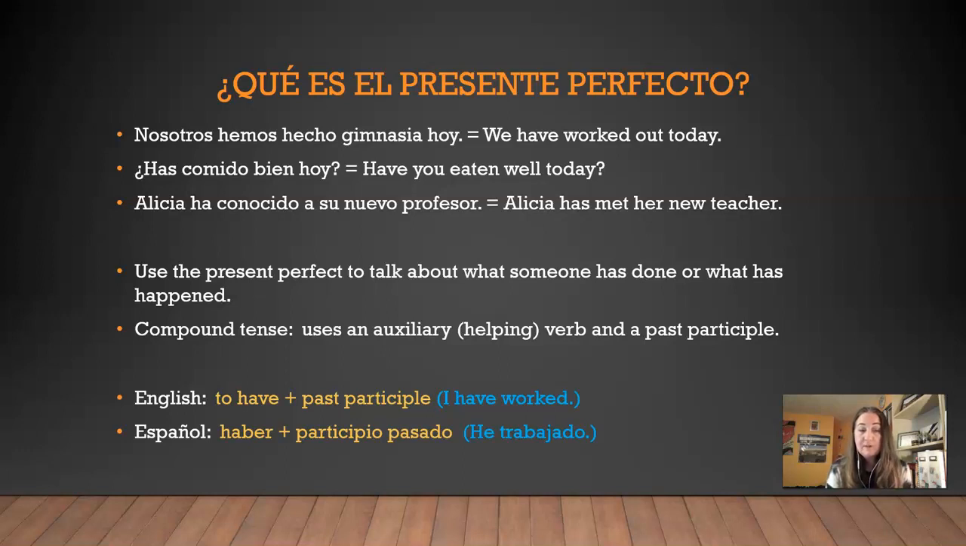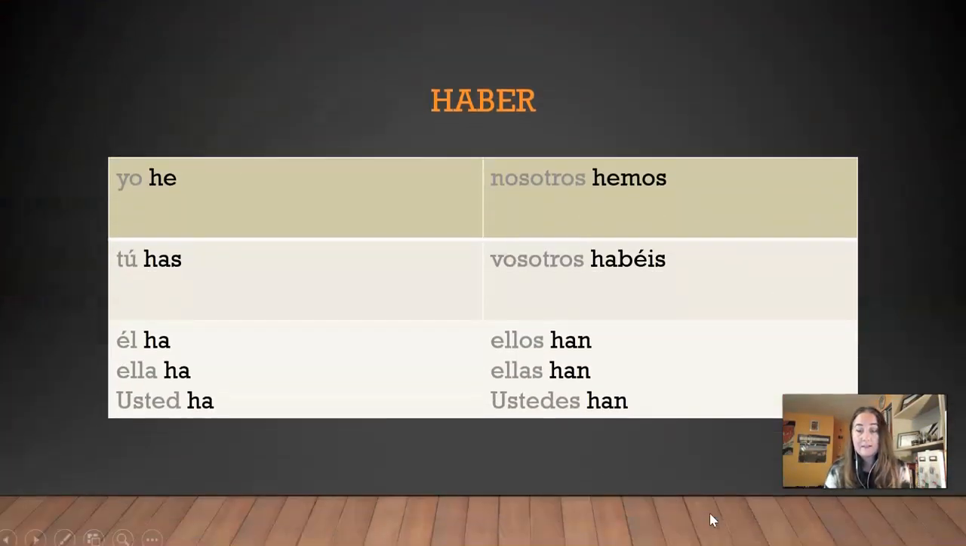Just want to take a moment to point out that although haber means to have, it means to have as an auxiliary verb, as a helping verb. So we can't use it interchangeably with tener. We use tener to talk about having something or having to do something, the uses you've learned of it before. Okay? So, haber. Let's take a look at the forms of haber.